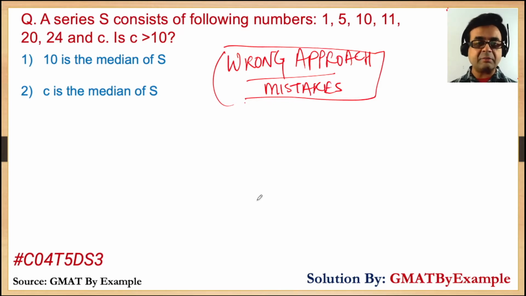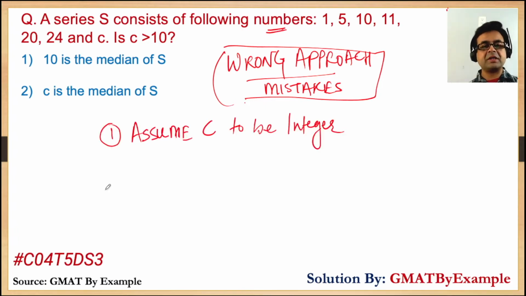C could be any number. It could be integer, non-integer, surds, exponents, terminating decimal, anything. And that is what you must understand in solving any of these questions. Unless it is clearly given that series S is a series of integers, any variable in the series could take on any value, and that assuming C to be an integer mistake impacts how you look at choice number 2. How you look at statement number 2.